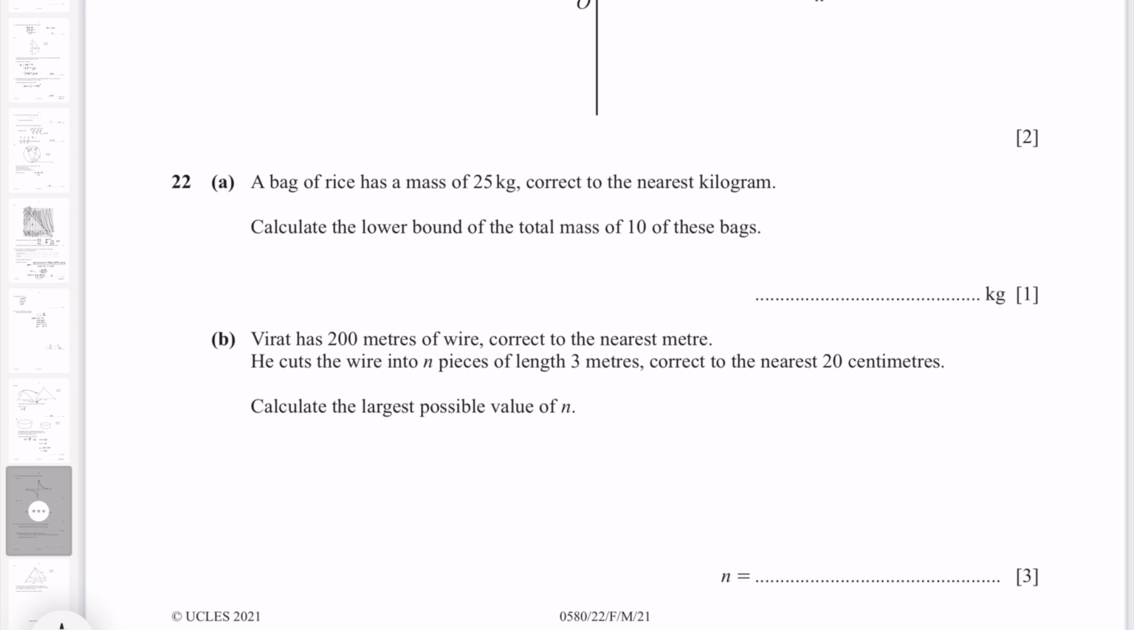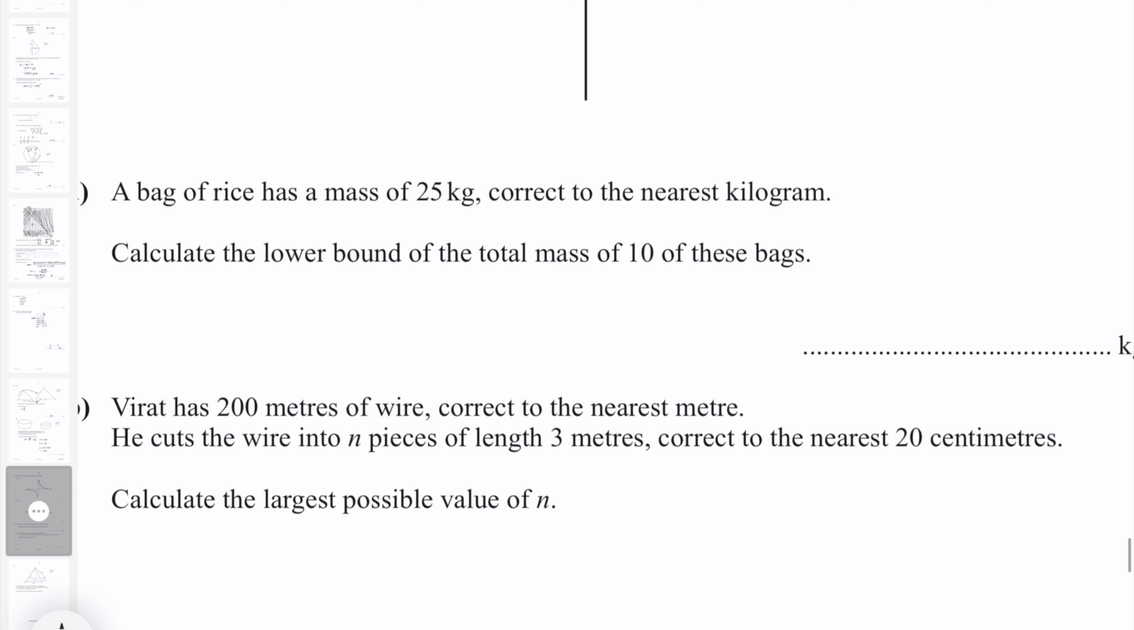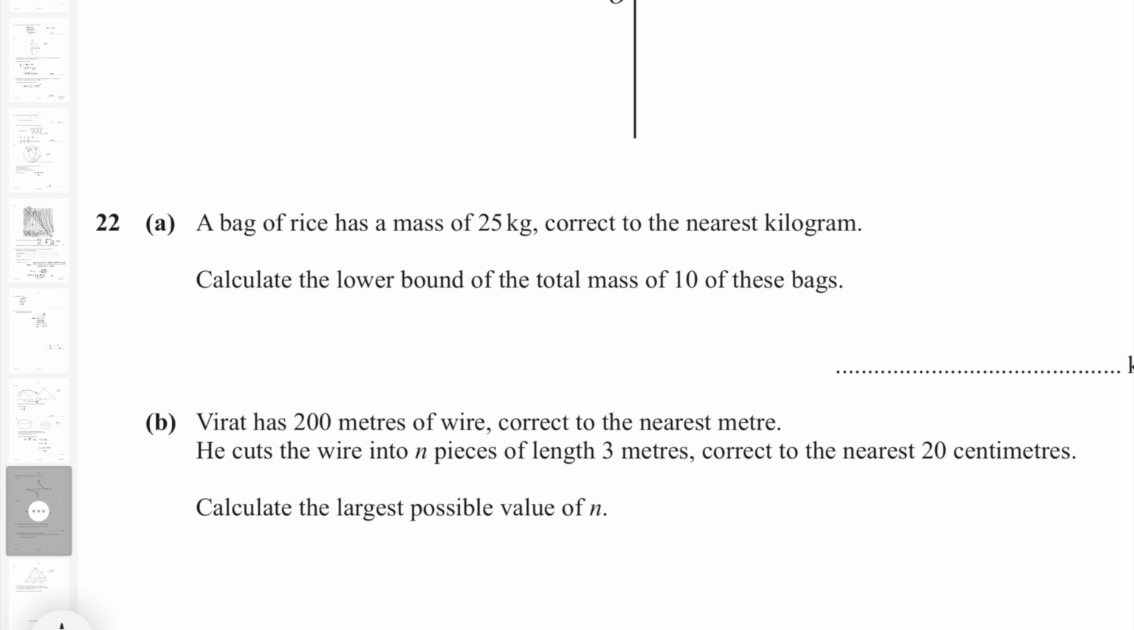A bag of rice has that mass, correct to the nearest kilogram. Calculate the lower bound. Alright, so we want something smaller. Of the total mass of 10 of these bags, the lower bound for that is 24.5. Because when I round up, it gets me 25. And I want 10 of these bags. So 10 lower bounds, that's going to be 245 kilograms. That is it.